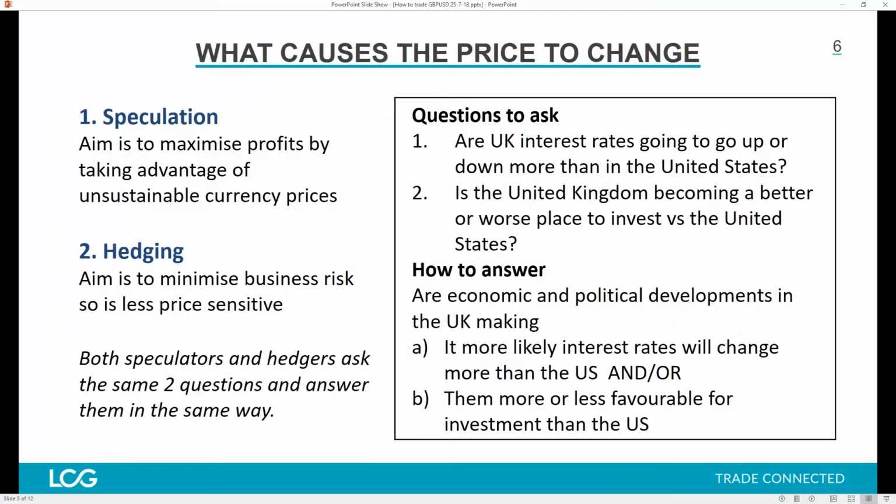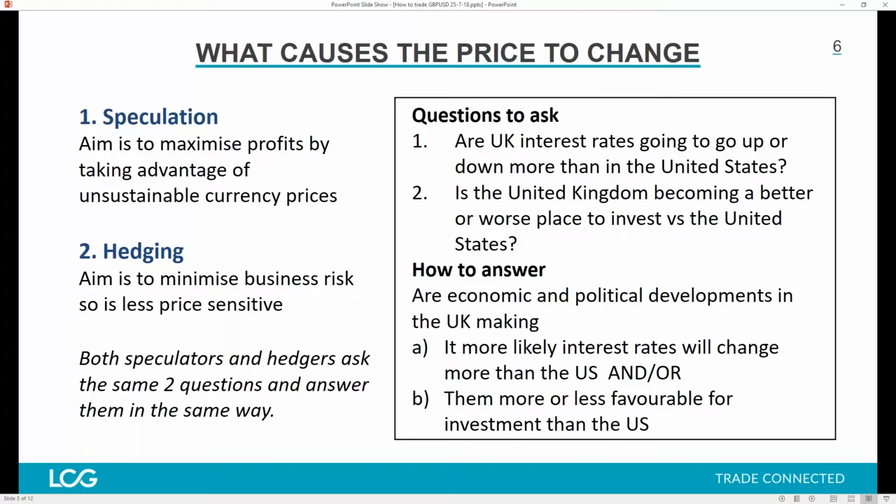So what actually causes the price to change? There are two main players in markets, speculators and hedgers. You may recognize this slide from the presentation on the euro, same concept behind it.